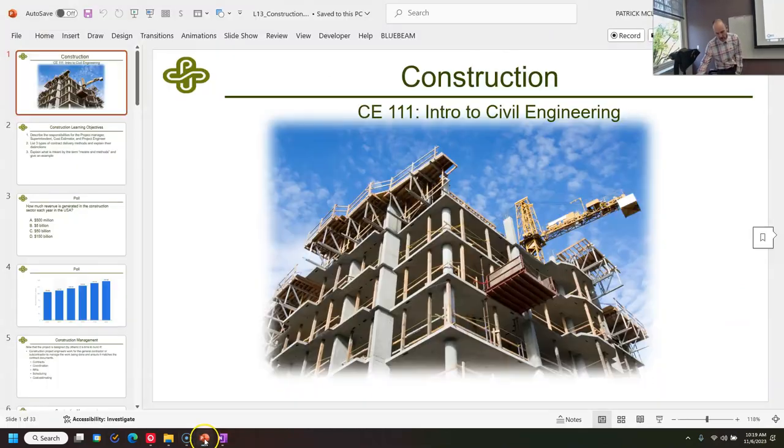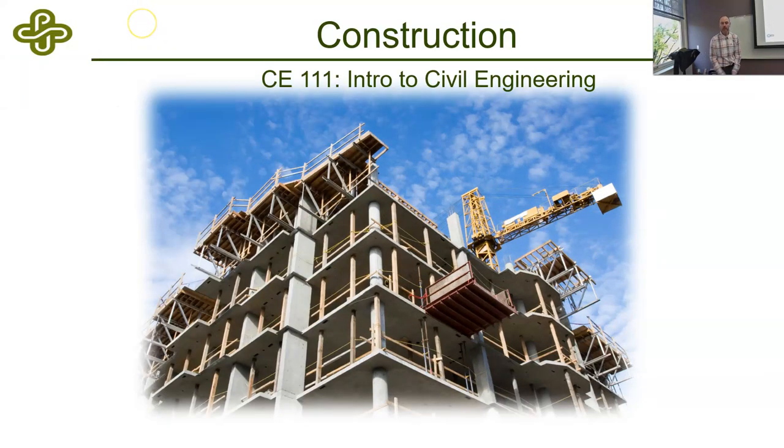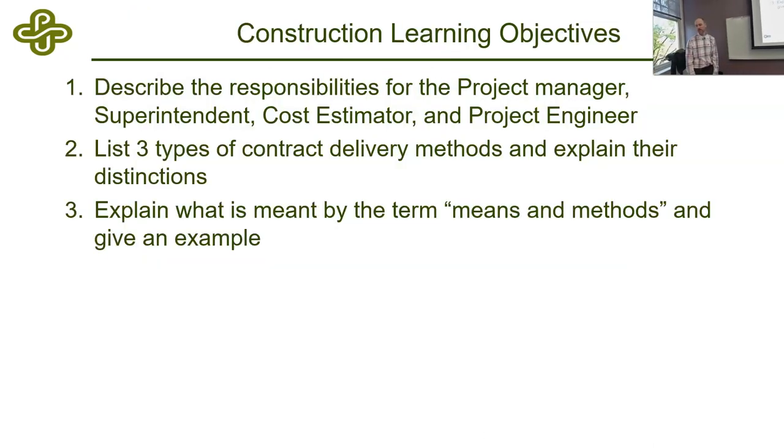So let me jump into the topic for today: construction. My objectives here are to describe the responsibilities of some of the pertinent and important roles to understand on a construction site. Those roles being project manager, superintendent, cost estimator, and project engineer. We're going to talk about three different ways that contracts for construction can be set up. You'll be able to list those and explain the differences.